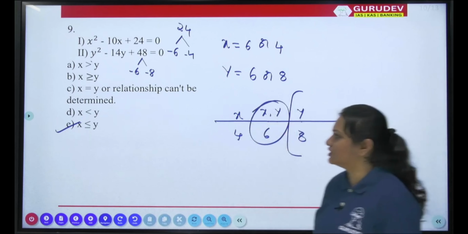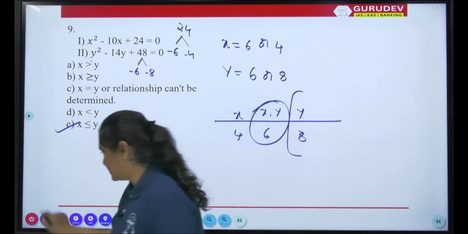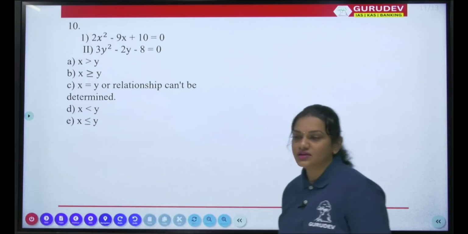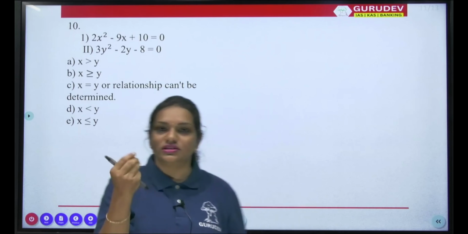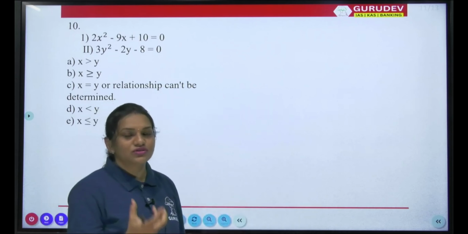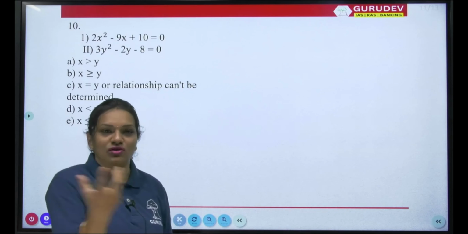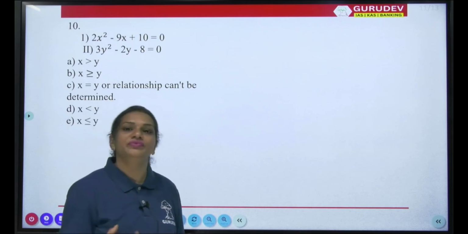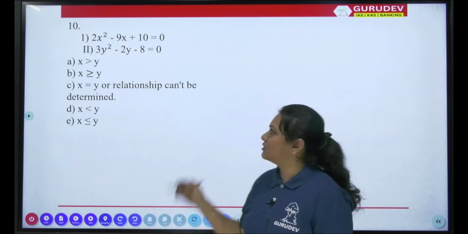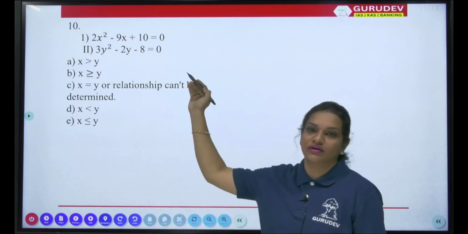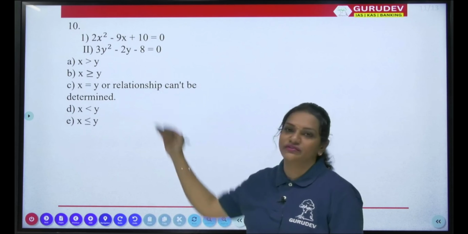I hope it is clear for everyone. Okay, so take the next question, question number 10. See, one more thing guys, all of these are important. If you observe here, only simple values have been taken. So all these 5 questions we can solve within 2 to 3 minutes. No need of spending more time. That is why we have taken the previous year questions.